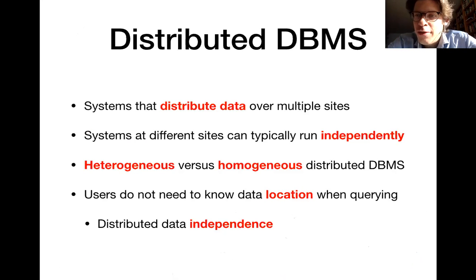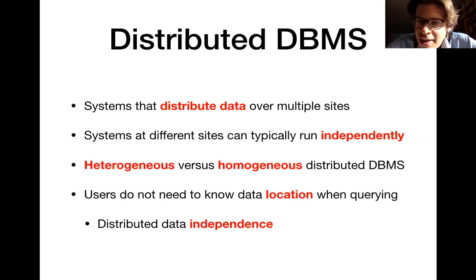So first of all, what is a distributed database management system? That is generally a system that distributes data over multiple sites, and typically the system can run independently at those different sites. There are different variants. We distinguish, for instance, heterogeneous and homogeneous systems, where for homogeneous systems, the different sites are running essentially the same code, while for heterogeneous systems, that doesn't have to be the case.